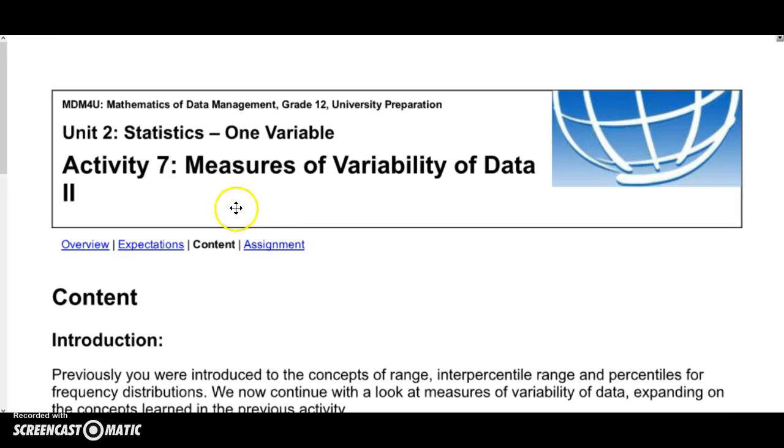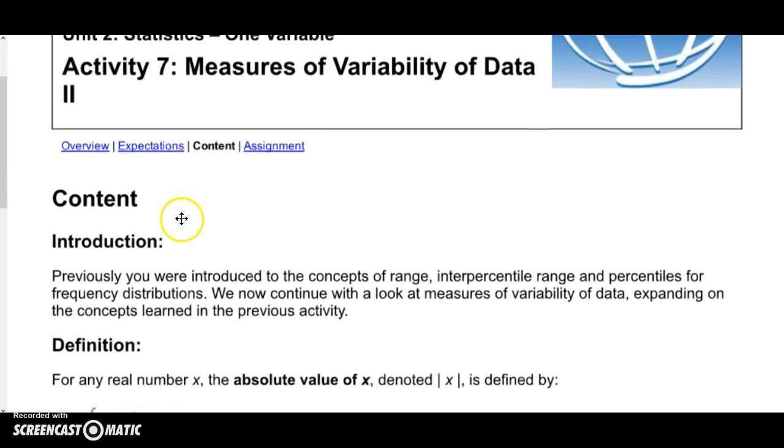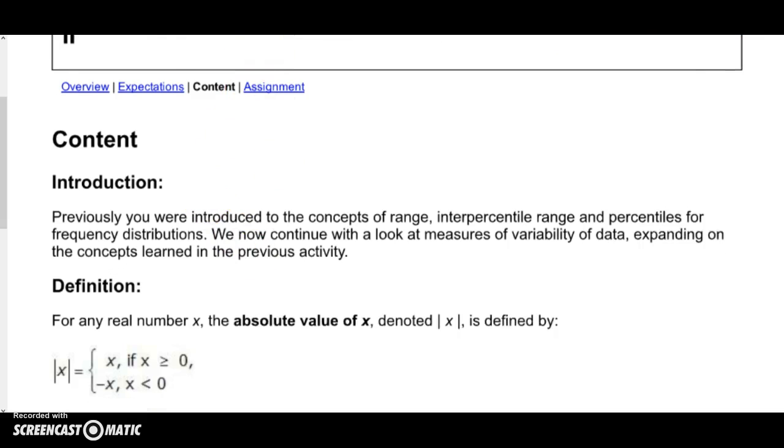So we're going to keep going with the U2A7 measures of variability of data part 2. This one has a little more meat to it than the last activity. First things first, I want to just show you this right here.